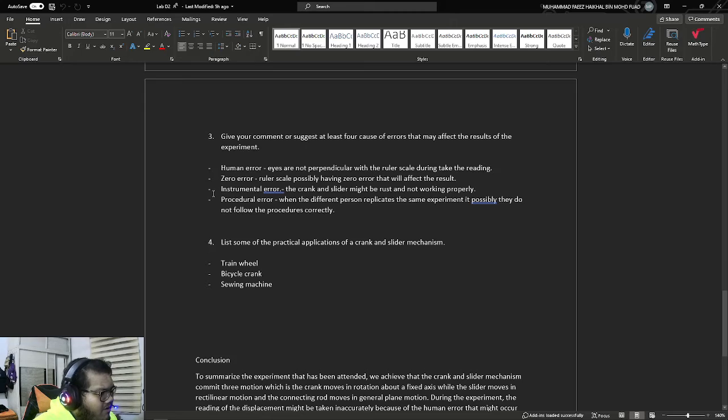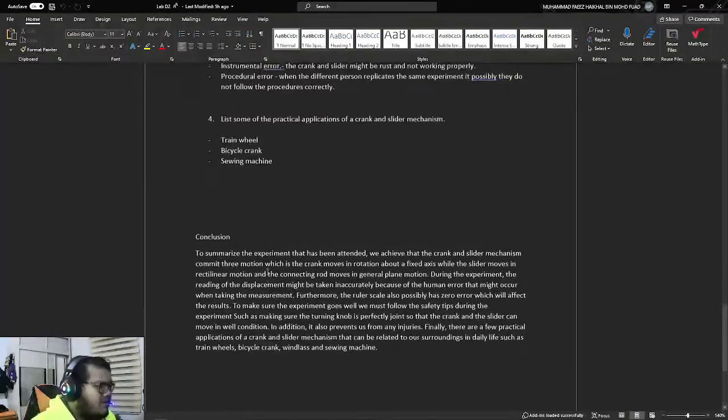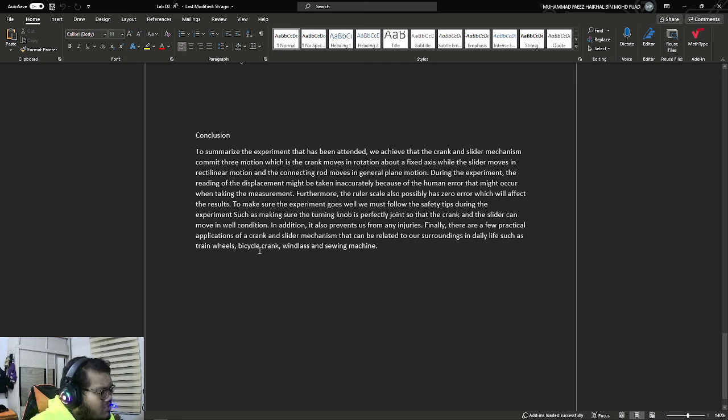So, for the last question, list some of the practical applications of the crank and slider mechanism. First, train wheel, bicycle crank, and sewing machine. So let's go into the conclusion.